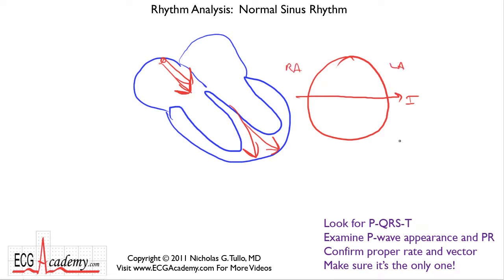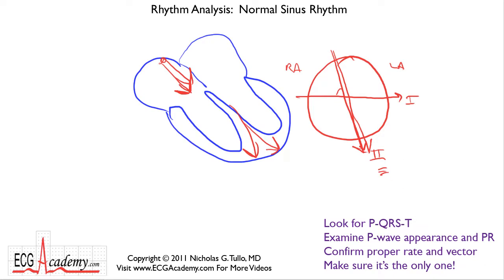And which one is lead 2? Well, remember in English we read down and to the left. And that's going to be at a 60-degree angle above the horizontal, because we do have to cut this into 6 equal parts. So lead 2 here, look at that. It's looking down and to the left. So this turns out to be the optimal lead to look for sinus P waves, lead 2.